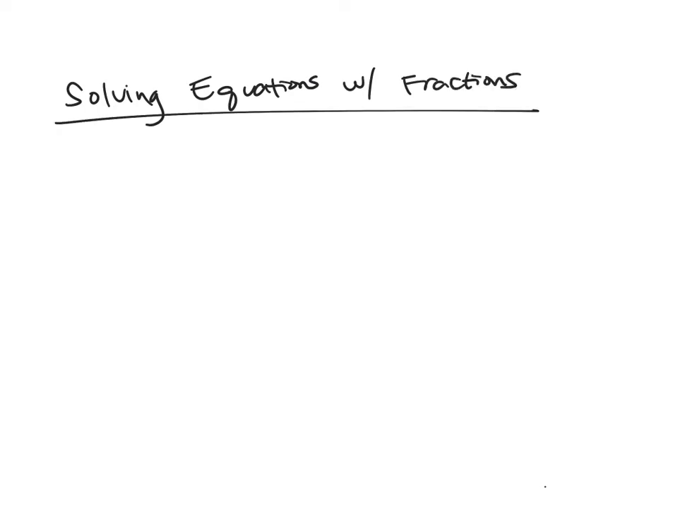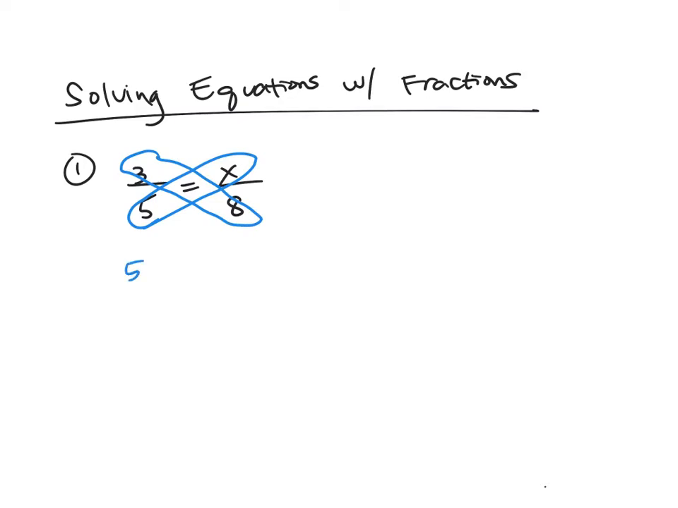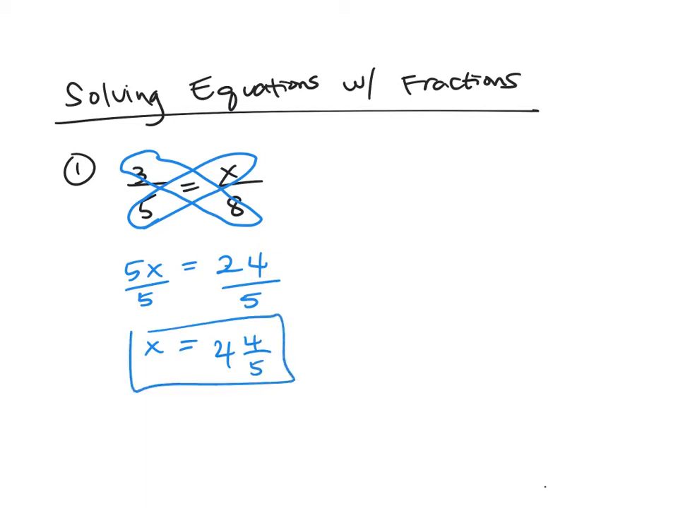Okay, first example. If I gave you this equation, I want you to work on this on your own. What would you get? Some of you might do the butterfly method, where you cross multiply. So I get 5 times x equals 24, because 5 times x is 5x, and 8 times 3 is 24. Then I divide by 5 on both sides, and 5 goes into 24 4 times, so I get 4 and 4/5, and that would be my answer.